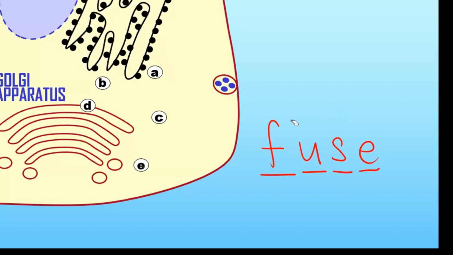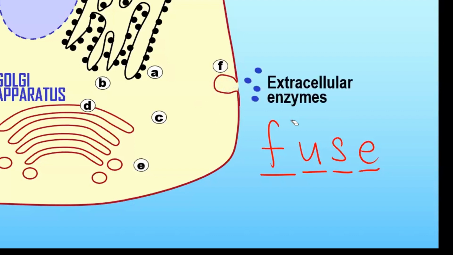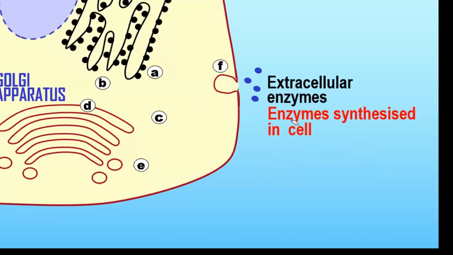Okay, guys, fuse. Bercantum. The secretory vesicle fuses with the plasma membrane to release enzymes out of the cell. We call this extracellular enzyme. So what is extracellular enzyme again? They are synthesized in the cell, secreted out to function. Okay? Guys, are you okay so far? Oh yeah, if you use the F word, don't say I taught you bio, use some other bio teacher's name.